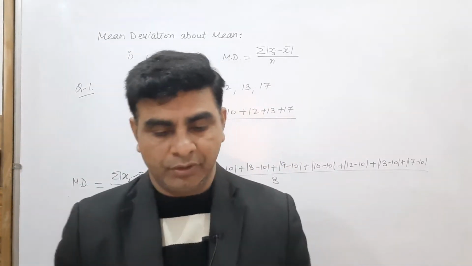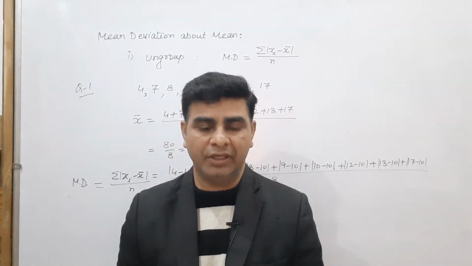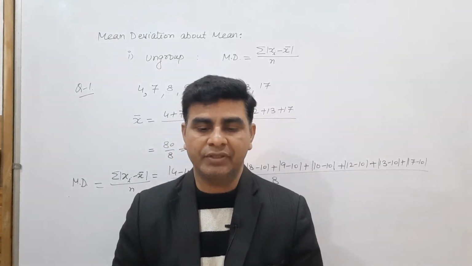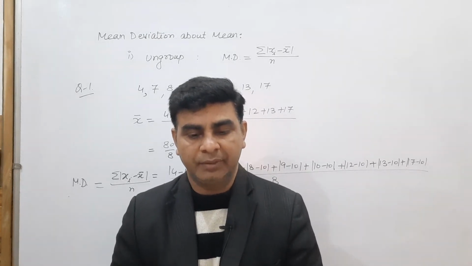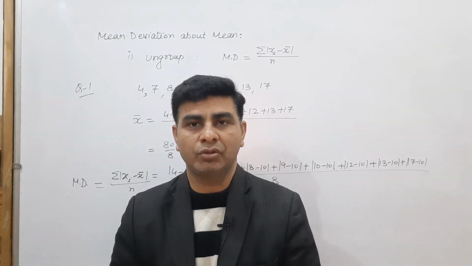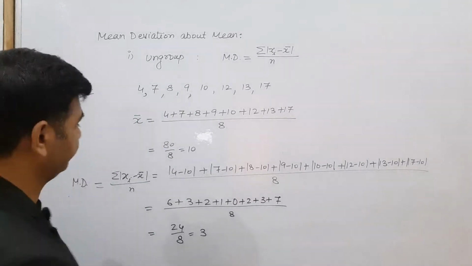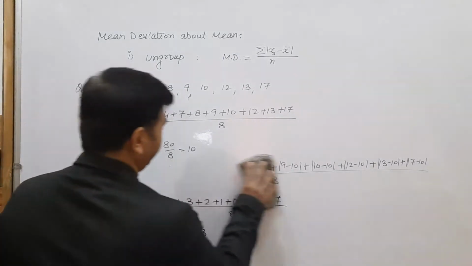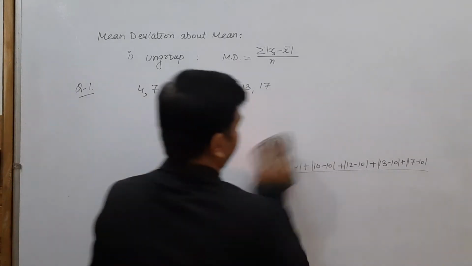My dear students, you can do question number 2 by yourself. The same case is there, in which we need to find a mean deviation about mean for the given data. Now let me find the mean deviation about median for question number 3. Let me do question number 3 here, in which we are given the data and want to find the mean deviation about median.